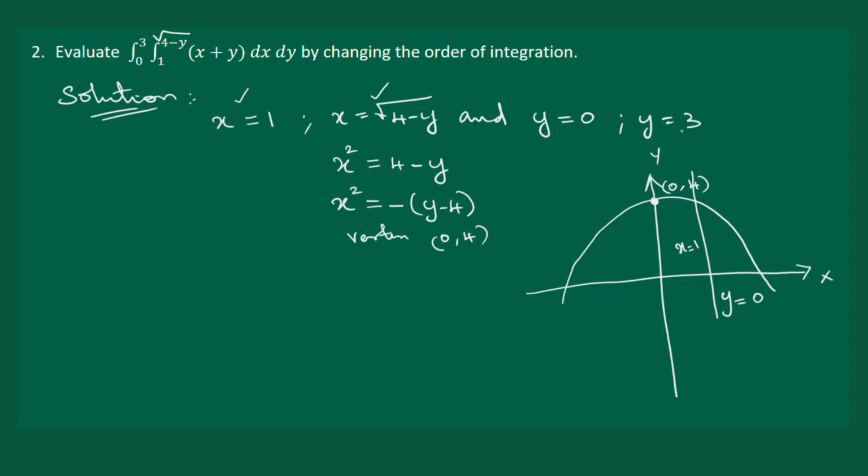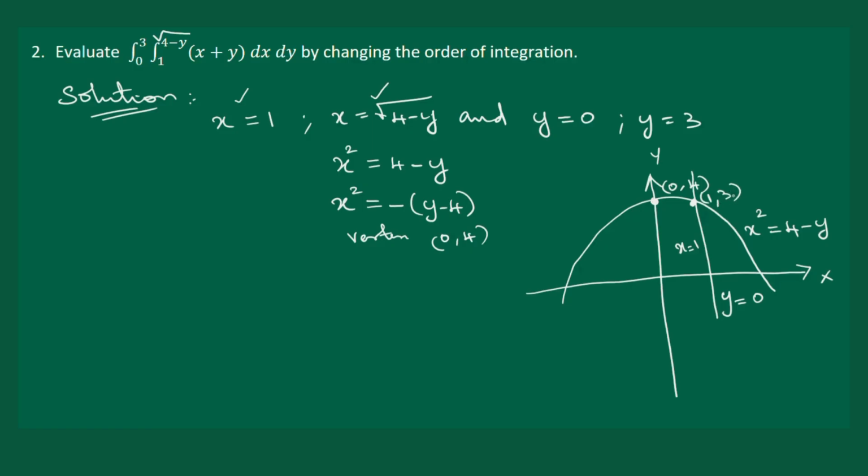And what about y is equal to 3? Where to draw the line y is equal to 3? For that first we should know this intersection point, and moreover this parabola is what? x square is equal to 4 minus y, and this point is x equal to 1. If you put x is equal to 1 here, we will get y is equal to 3. So this intersection point will be 1, 3.